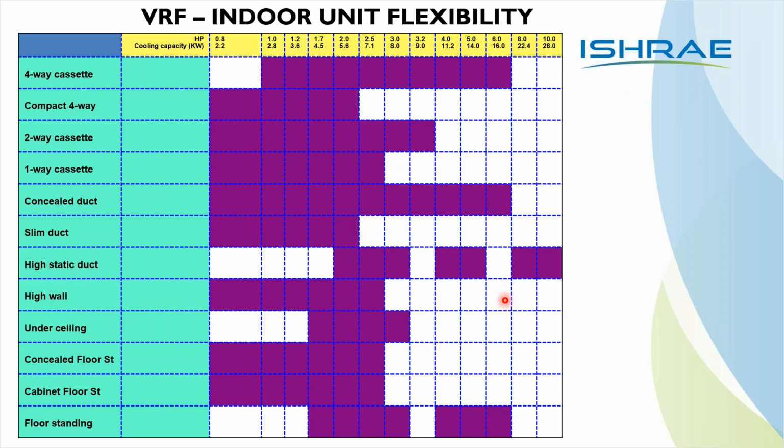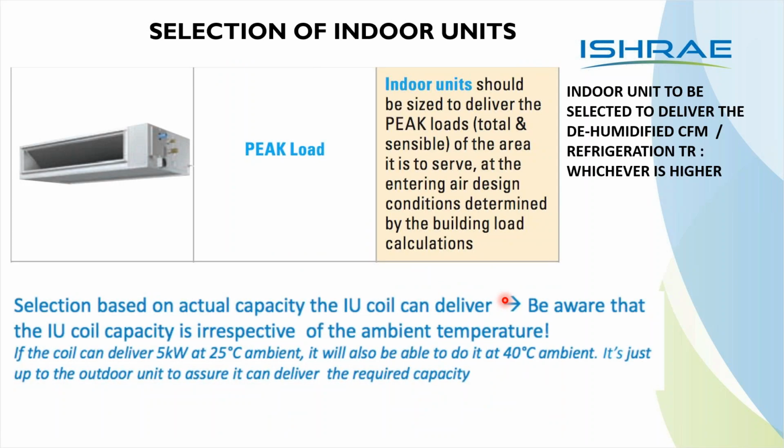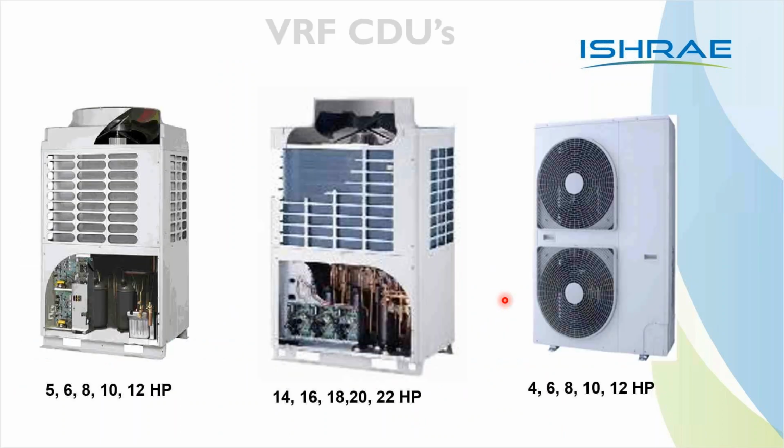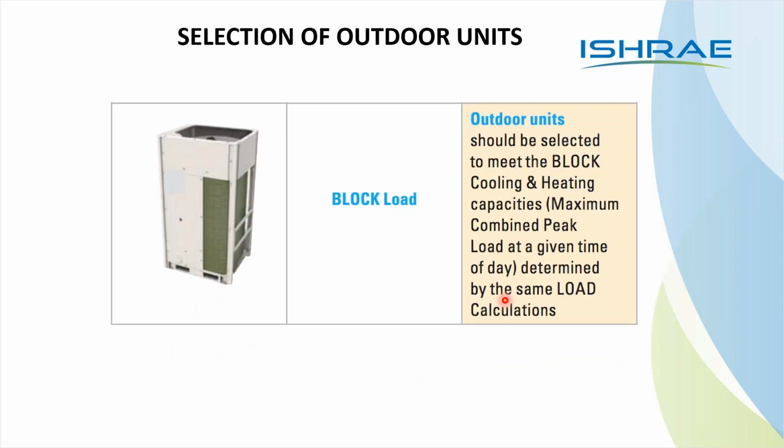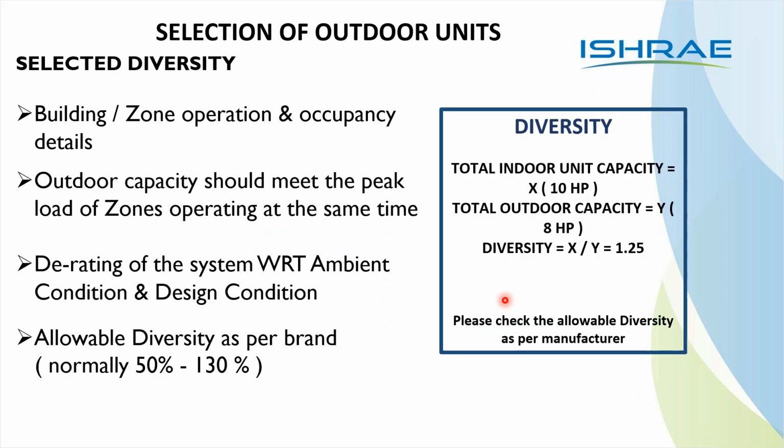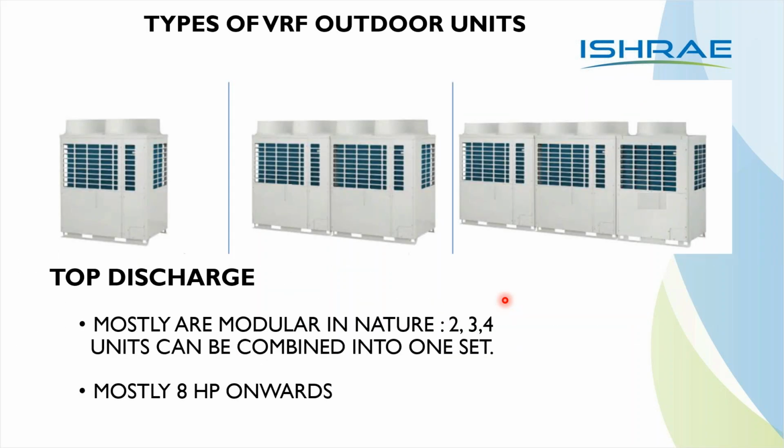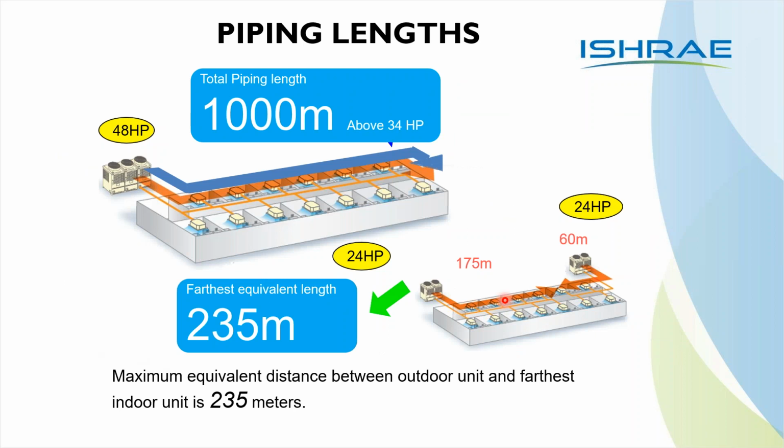Now the flexibility between indoor and outdoor, we have already discussed at length. We have discussed the quantity, the design part of it between dehumidified CFM and tonnage of refrigeration, the various capacities of outdoor unit. Then how to select an outdoor unit between combined load and peak load. I think now we are masters in these slides. I will just skip these slides now. Now coming to this, the most important part.